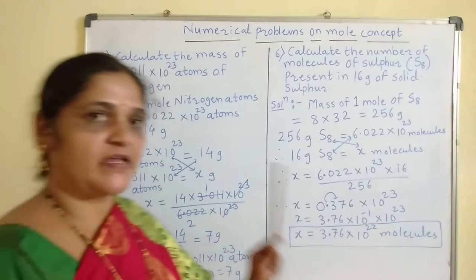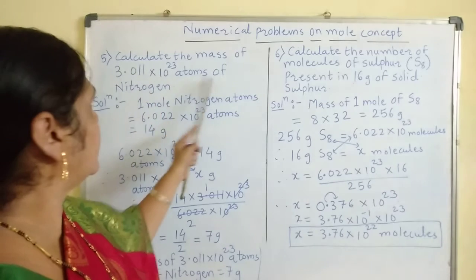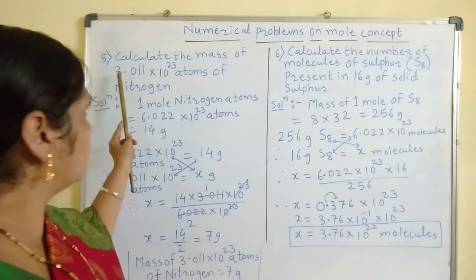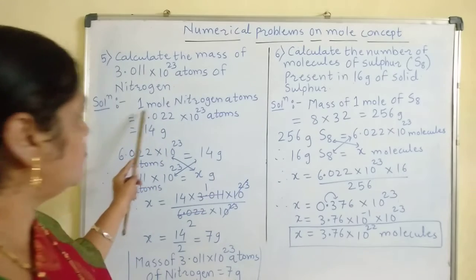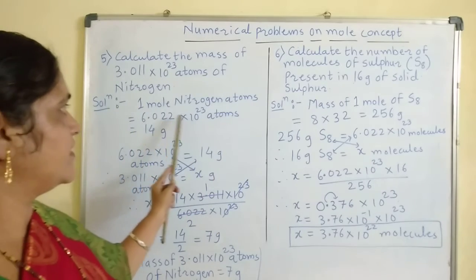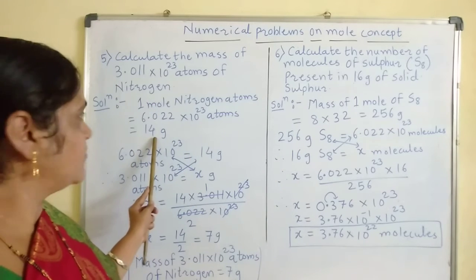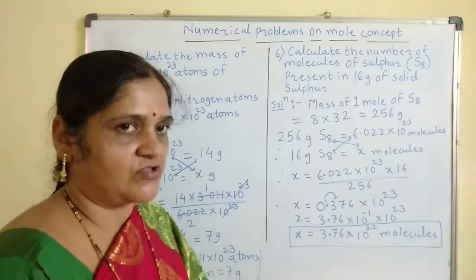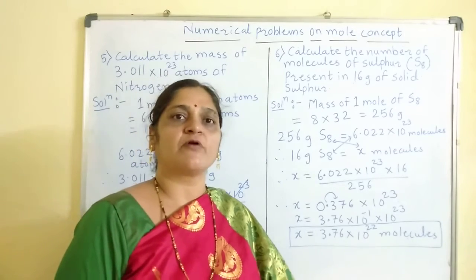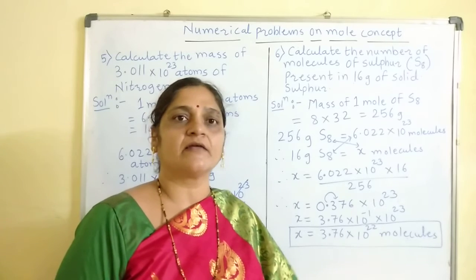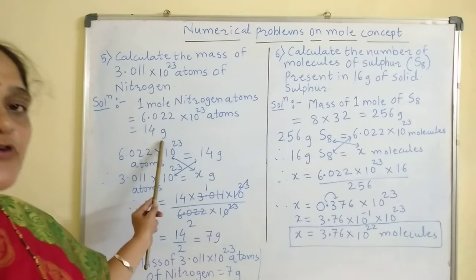Now see the next numerical problem, students. Calculate the mass of 3.011 into 10 raised to 23 atoms of nitrogen. 1 mole of nitrogen atoms, that is equal to 6.022 into 10 raised to 23 atoms, and is equal to 14 gram. So that is equal to the molar mass of nitrogen. Molar mass of nitrogen is equal to 14 gram and is equal to 6.022 into 10 raised to 23 atoms mass. That is why 6.022 into 10 raised to 23 atoms is equal to 14 gram.